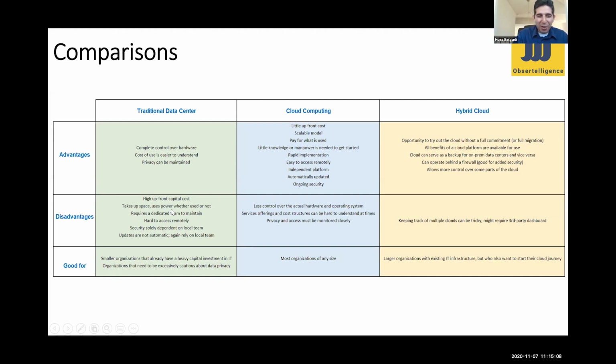Disadvantages: you have high upfront costs. You have to invest the capital costs upfront, which costs money. So as I said, you have to have an IT budget. It takes up space and uses power, whether used or not. So if you have a traditional data center, it's going to take up space, and you also have to pay for power, whether you use it or not.